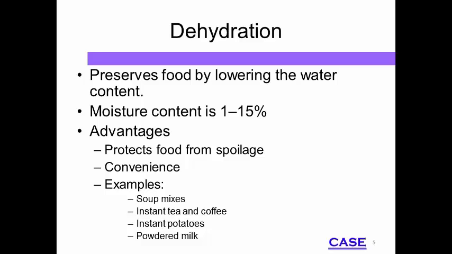Some foods are used in their dry state, such as raisins and prunes, while others are designed to be reconstituted. Reconstitution refers to the process by which water is added to the dried product to return the food to its prior state.